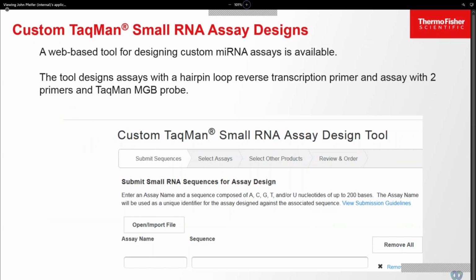But what if we don't have the microRNA assay that you want? Well, we have a solution for that. We have a tool on our website called the Custom TaqMan Small RNA Assay Design Tool. So it's web-based, and the tool will design for you the hairpin loop reverse transcription primer, and the assay with the two primers and the TaqMan MGB probe.